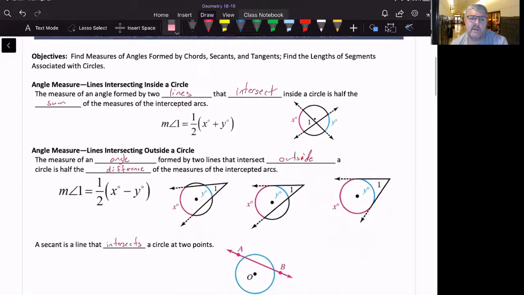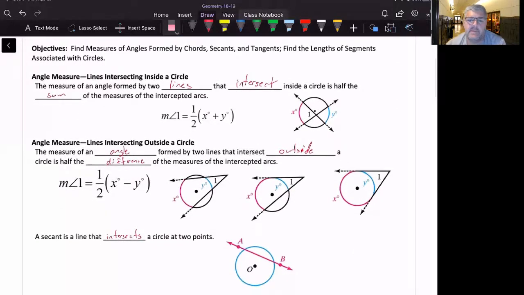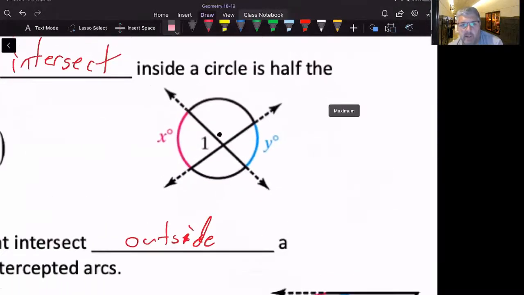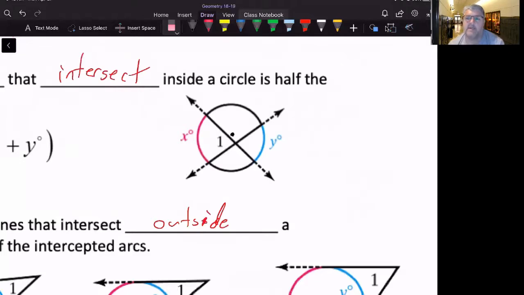The first thing is if we have two lines that intersect inside the circle. If you look at the picture, you can see they're dotted where it goes outside. That's to show that it doesn't matter if the lines continue outside the circle or not. Whether they're lines, segments, rays, chords, whatever, whether they continue past the circle or not.